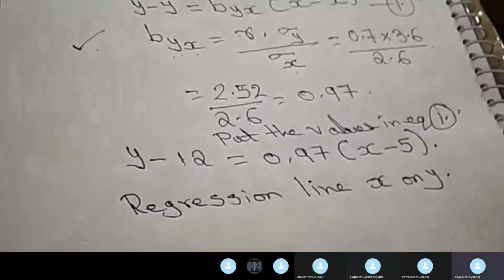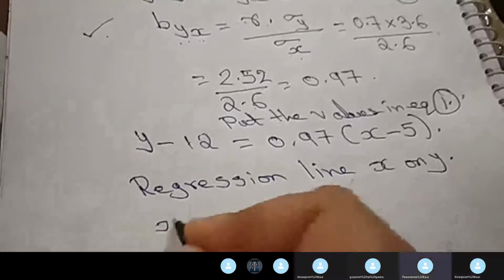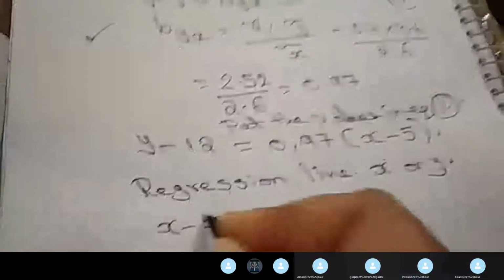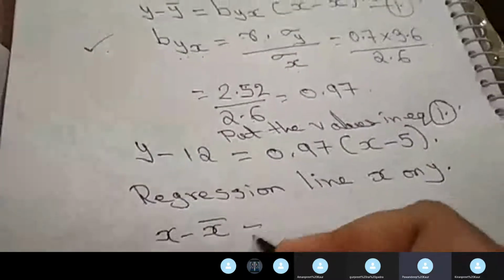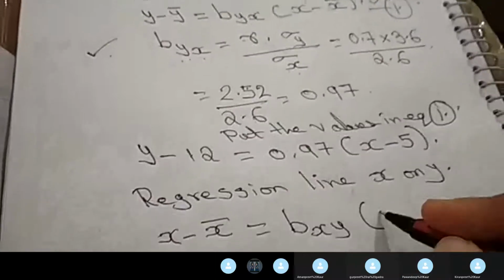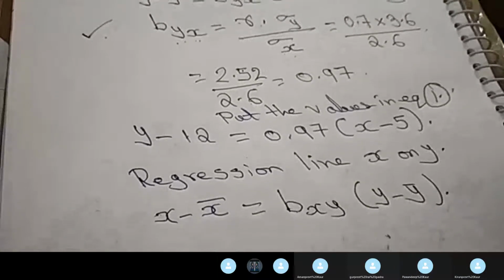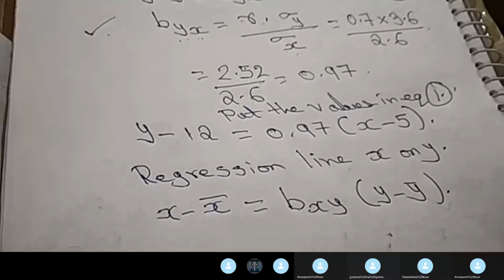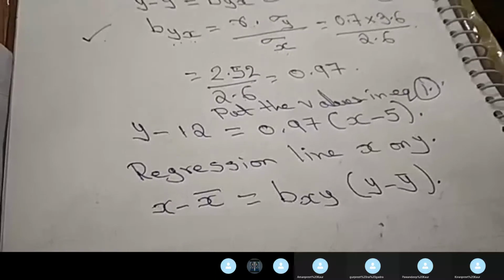Anyone, equation of regression line x on y? x minus x bar is equal to bxy into y minus y bar.